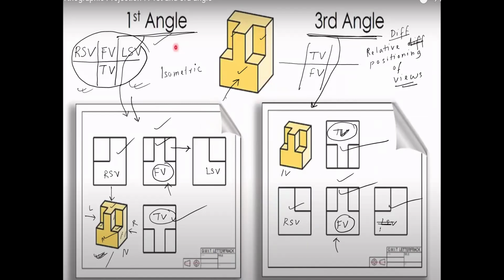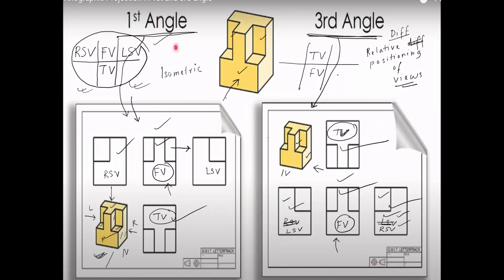This is right hand side view and this is left hand side view. Why? This is because if you look at the object from the right hand side, you will see this surface, which is this one, and you will see this small surface, which is at one corner. So this is definitely the right hand side view. From the left hand side, you will see the reverse view. So this is left hand side view, this is right hand side view.